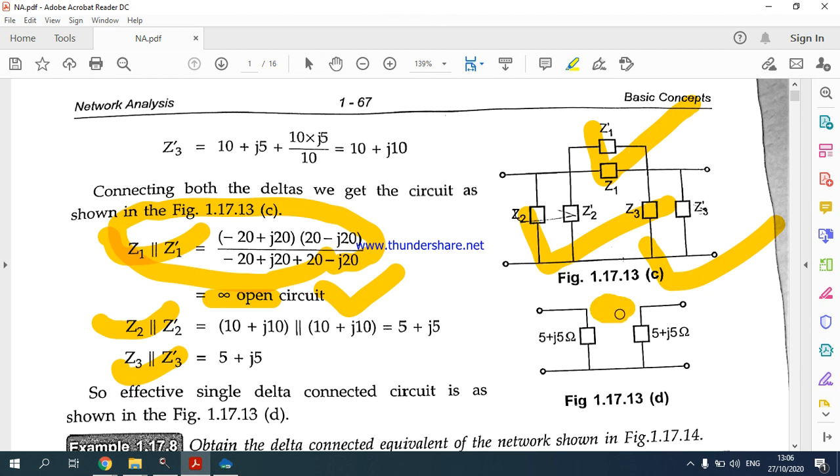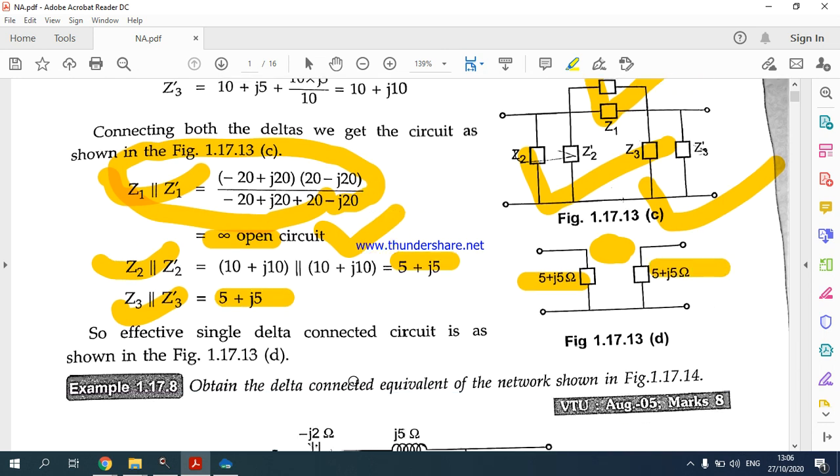This is open circuit. Next, Z2 parallel with Z2 dash. Here you have the impedance level. Next, Z3 parallel with Z3 dash. Here you got this. So the effective single delta connected circuit will be shown. This is the simplified circuit. They only expected us to represent it like this. I hope this concept is clear for all, right?